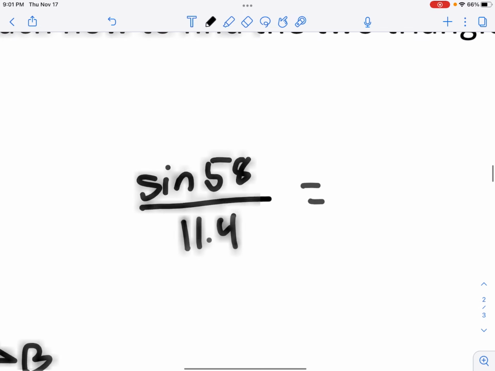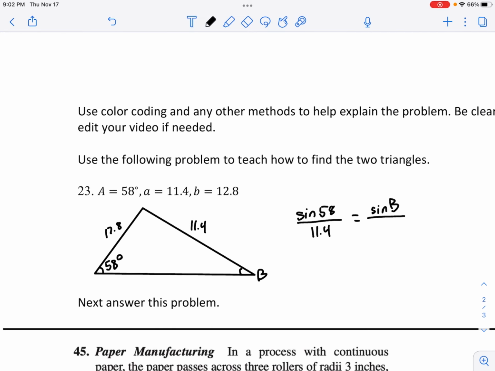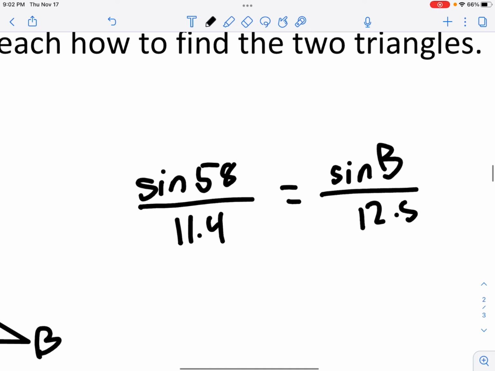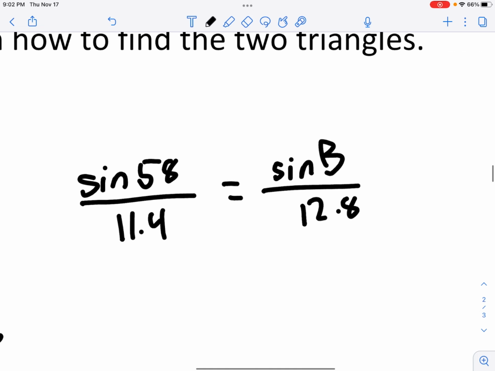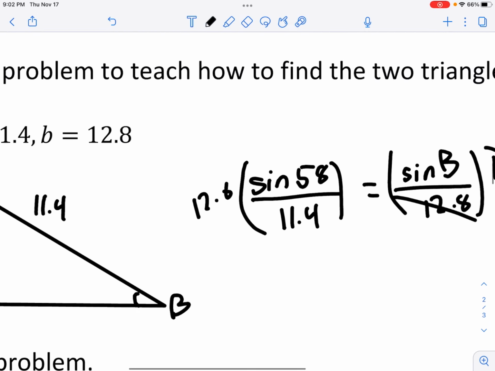equals sin B, which we're solving for, over 12.8. From here, we times 12.8. And this crosses, and then I'm going to put it over here. And now we can put that into our calculator, so we're going to do it real quick.